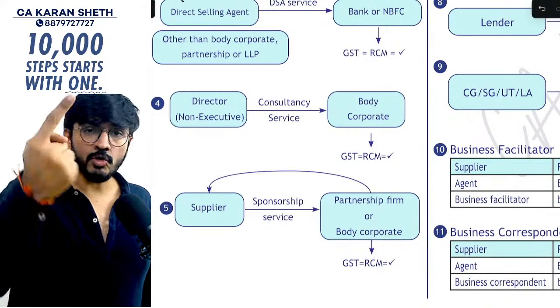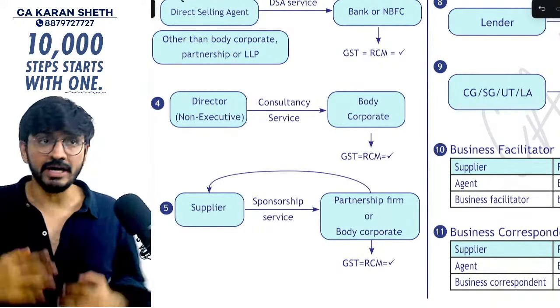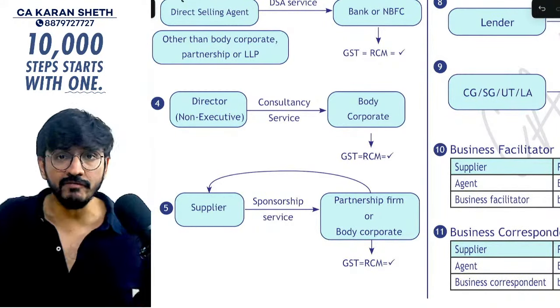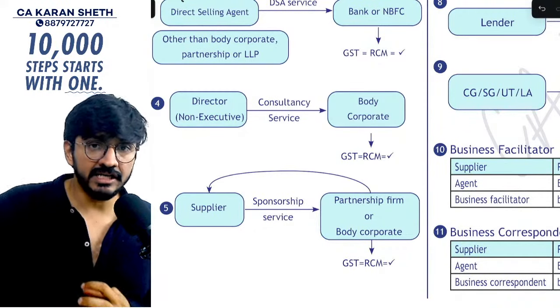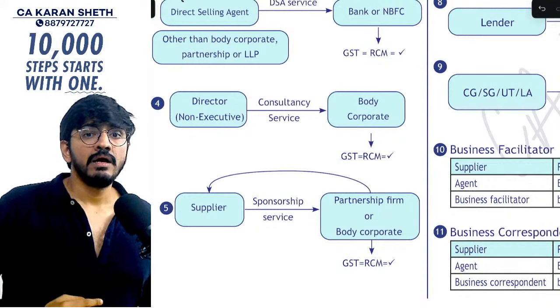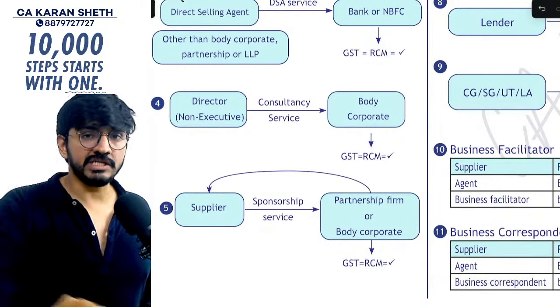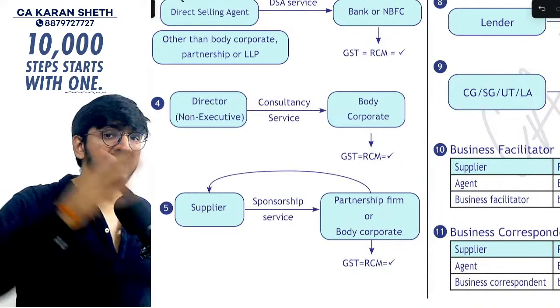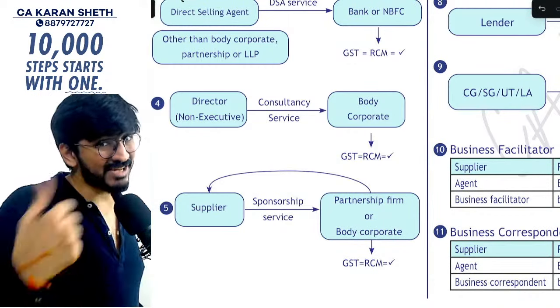Now why is it written non-executive? Because directors are of two types. One is executive, one is non-executive. Executive directors share a relationship of employer-employee, and which is why as per Schedule III, section 7 subsection 2, it is not a supply, no GST, because their TDS is deducted under section 192 of the Income Tax Act 1961.